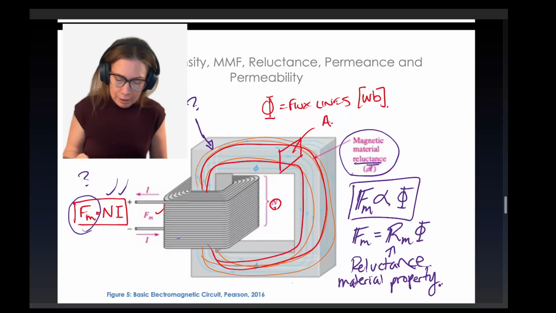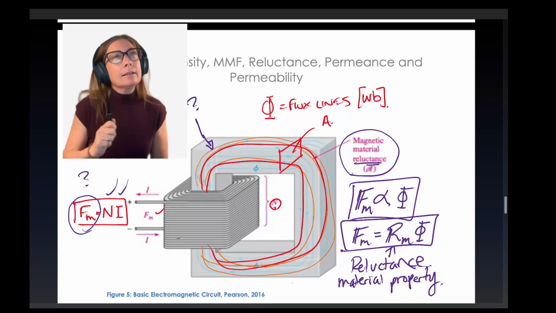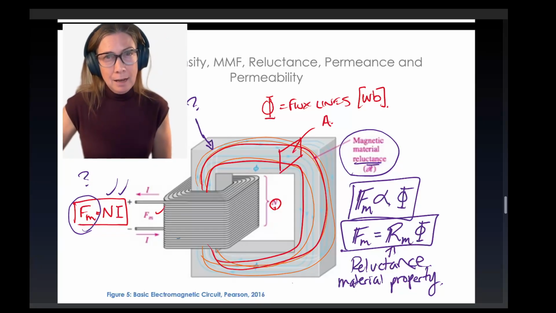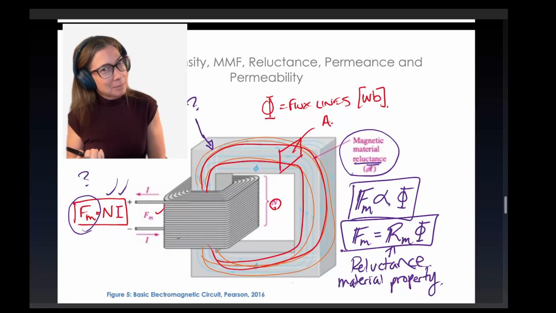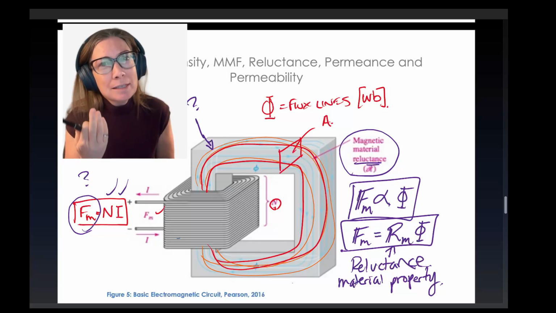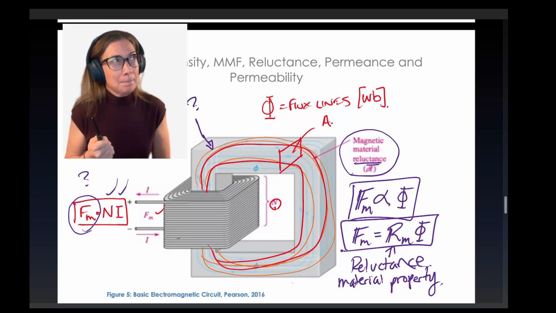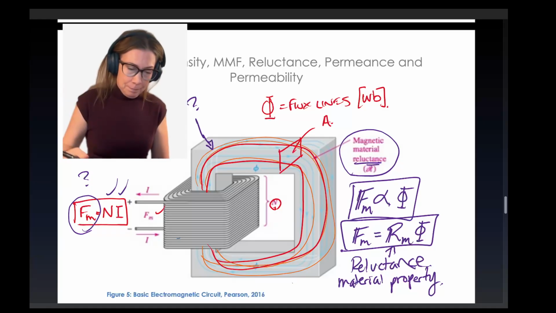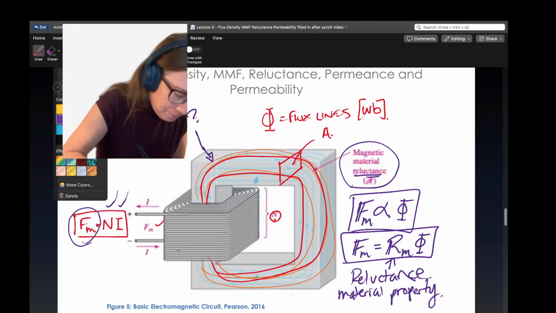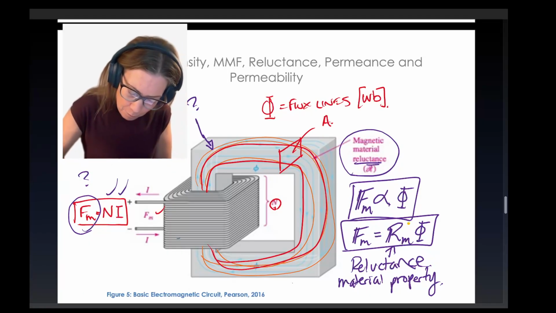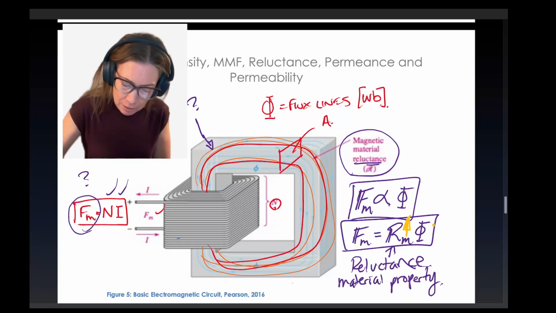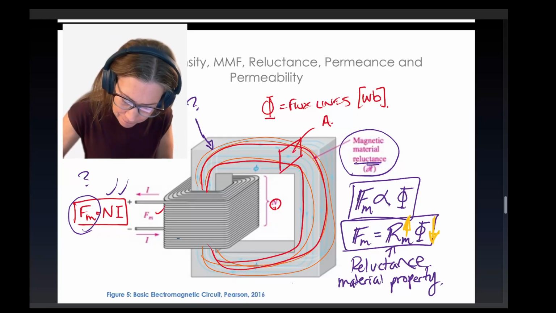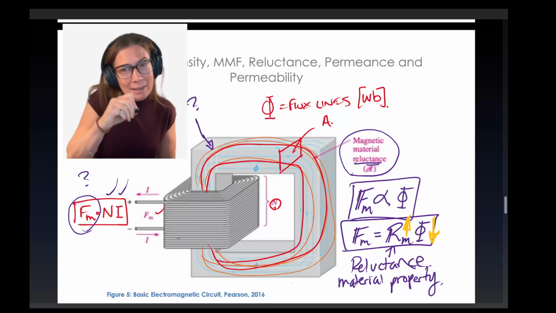Reluctance has a negative connotation. I am reluctant to be your friend. I am reluctant to teach you means I don't want to. I am reluctant to establish flux. So the more reluctance this material has, the more it doesn't want to establish magnetic flux, then you get less flux because it's a relationship of one times the other.